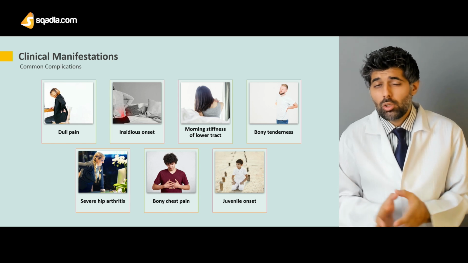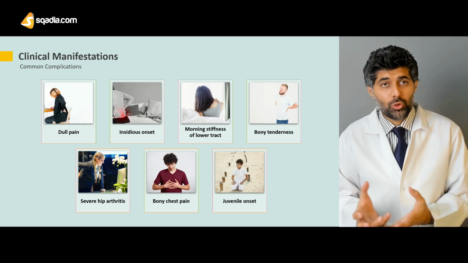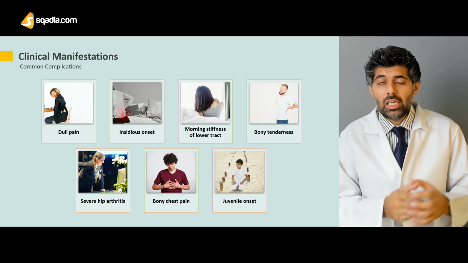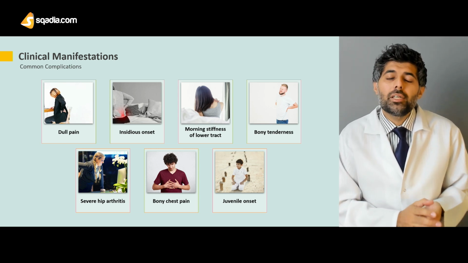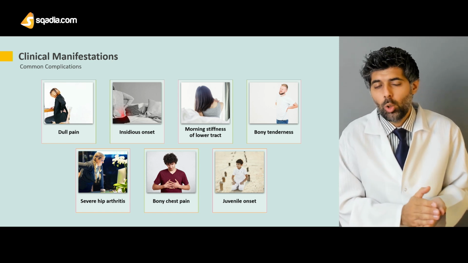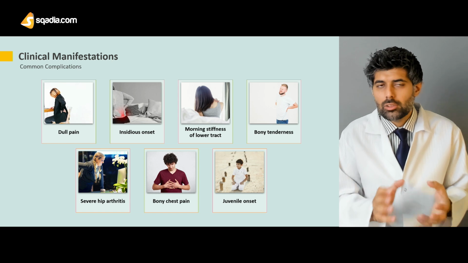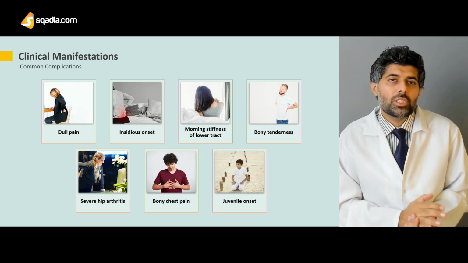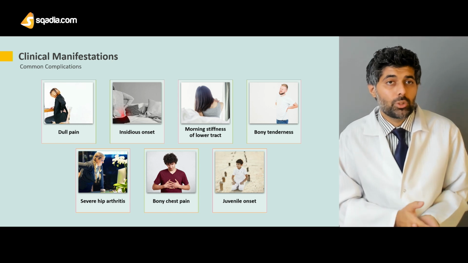Next, we have the juvenile onset. Now, juvenile onset is important because, as mentioned in the epidemiology, ankylosing spondylitis usually starts during the second or the third decade of human life. It does not start at the early decades. So, juvenile onset is of special importance.